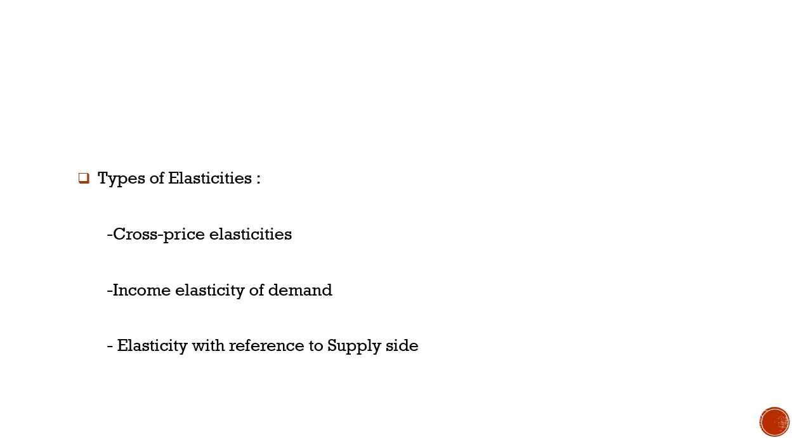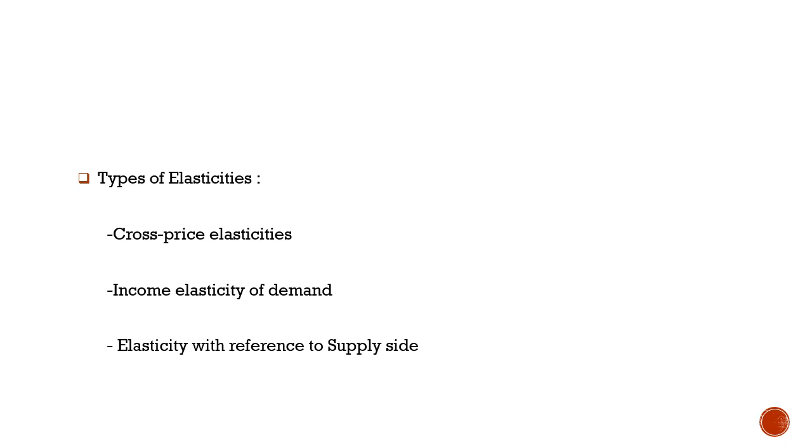Then comes income elasticity of demand. When there is a change in quantity demanded for a commodity due to change in the income of the consumer, this is termed as income elasticity of demand. That is, for example, when consumers have more income, they will purchase more consumer products.